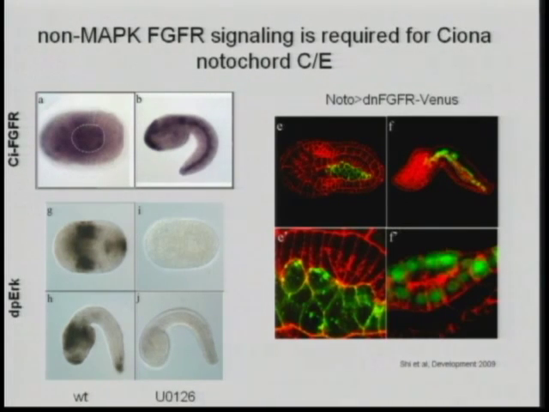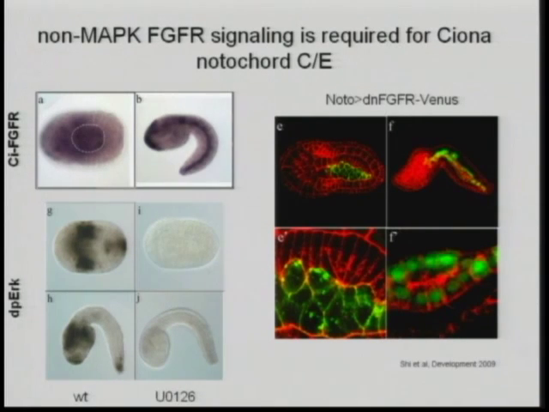So I knew that because when I misexpress a dominant negative form of FGF receptor, fused to Venus to visualize the cells, I do get a convergent extension defect. So you see, at the end of embryogenesis, instead of a single row of notochord cells, you have several rows of cells, and also the cells look weird at higher magnification.